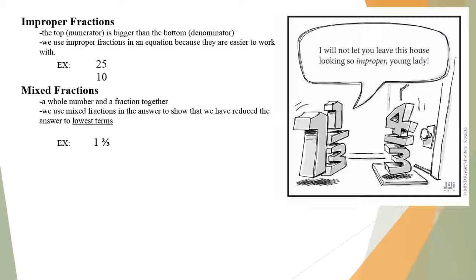So here is the definition for each one of these, and you'll need to know this, improper and mixed. So improper is where the top number, your numerator, is much bigger than the bottom, the denominator. So usually in a normal fraction, like 1/3, the bottom is the bigger number, and it shows that we had a shape that was divided into 3, and one of them is shaded. Okay, we all know what 1/3 should look like.